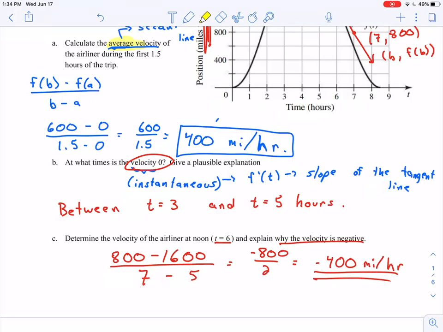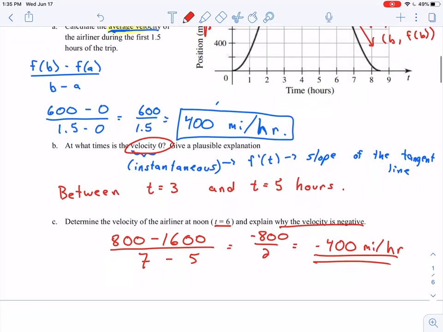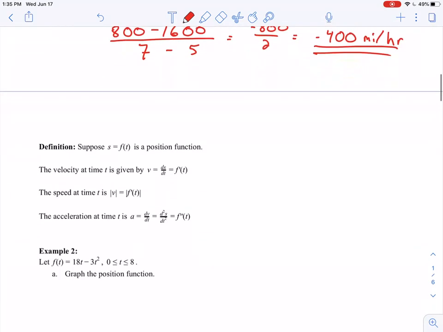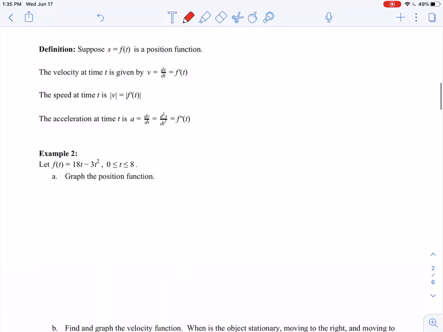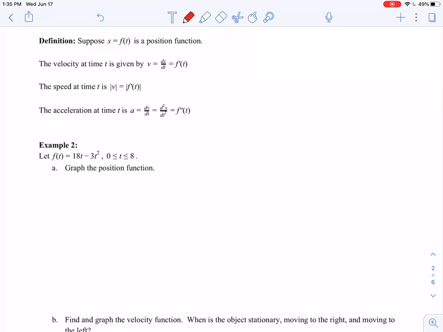But it turns out that instantaneous velocity is a lot more interesting for us to talk about because that gives us the slope of the tangent line, which is what we were working so hard to get at the beginning of this chapter. So let's look at one more example, but before we do that, I want to talk about the relationship between position, velocity, speed, and acceleration, because these are all very closely related. If we're working with a position function, s equals f of t, and anytime you see s, you can assume that we're working with a position function.